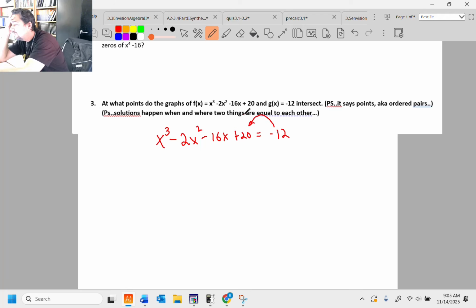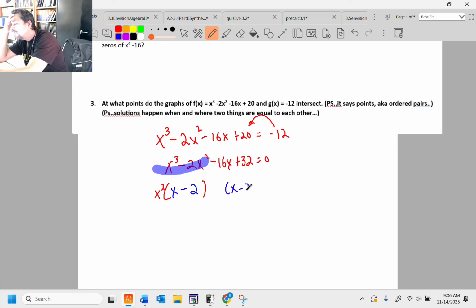And then I reckon we'll shift left because that's just kind of what we do when we're in doubt. 20 plus 12 being 32. The reason we're shifting left and setting equal to 0 is because I'm quite confident this thing factors. If you look at the first two terms, you'll notice they both possess x squared. And if you pull an x squared from x cubed, you have an x.